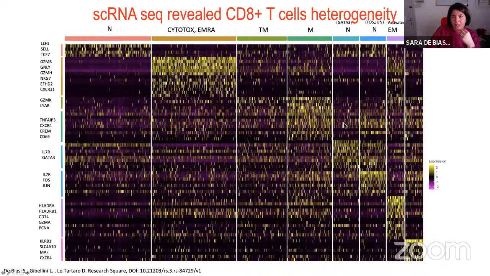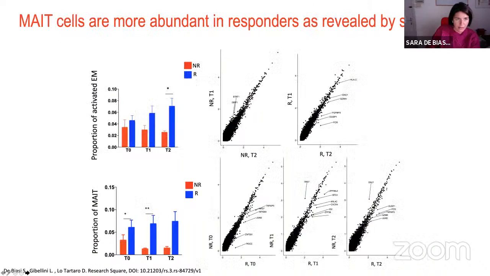So, for example, these MAIT cells are characterized by the expression of KLRB1, SLC4A10, MAF, which is an exhaustion marker, and CXCR4, which is a chemokine receptor able to induce the migration of these MAIT cells. All the other populations were characterized by the expression or the lack of expression of memory and naive genes.